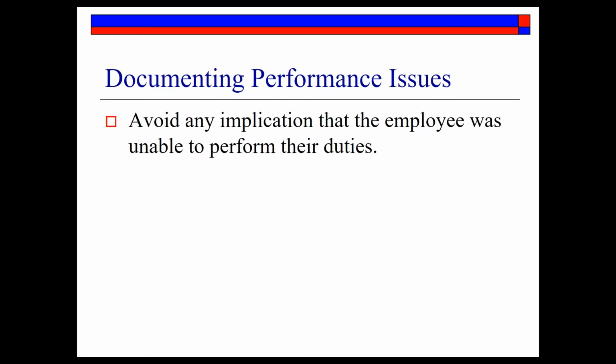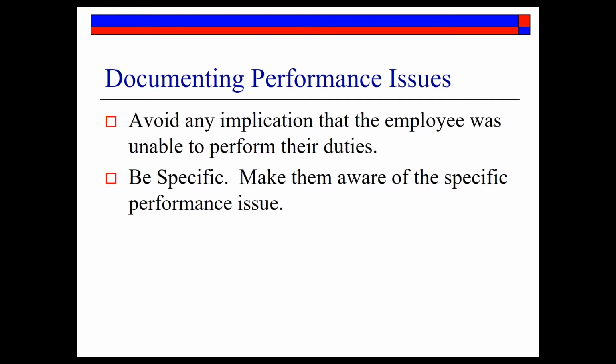So remember, you are trying to prove misconduct, and it has to be willful and deliberate. If you use the words unable, incapable, or whatever words like that, you are going a long way in torpedoing your own case. Avoid any implication that they were unable to perform their duties. You want to be very specific. Make them aware of what the specific performance issue is. Do not just say Joe is not meeting his sales goals. Why is Joe not meeting his sales goals? What is preventing Joe from making his sales goals?